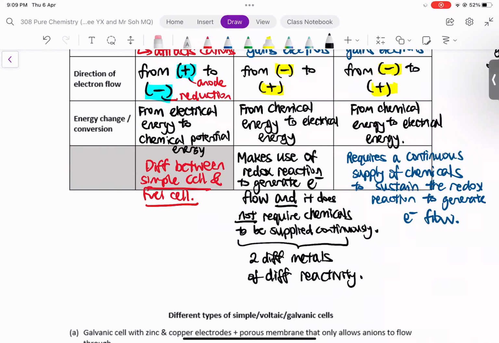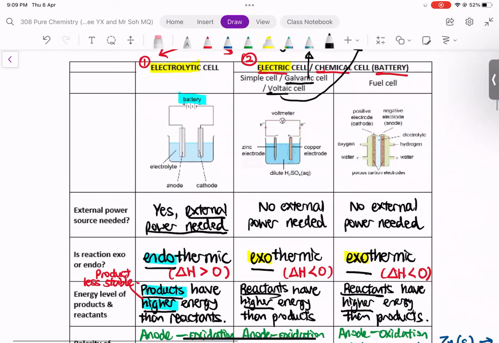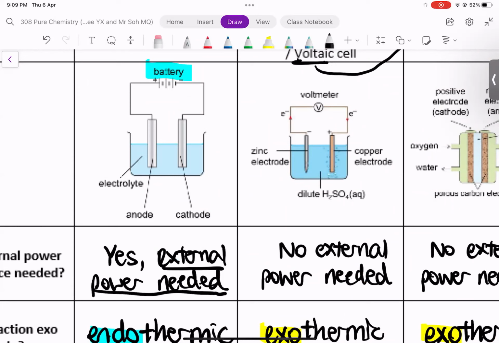Okay, so let's go back to the diagram in case you are lost. The diagram shows you zinc and copper dipped inside what? There is no need to add anything else to it. There is no need for zinc to be continuously supplied, right? It is just a piece of metal. Same with copper. There's no need for copper to be continuously supplied because it's a piece of metal.